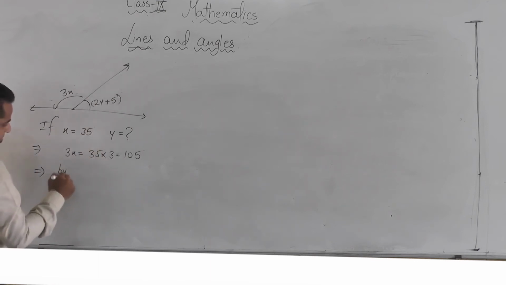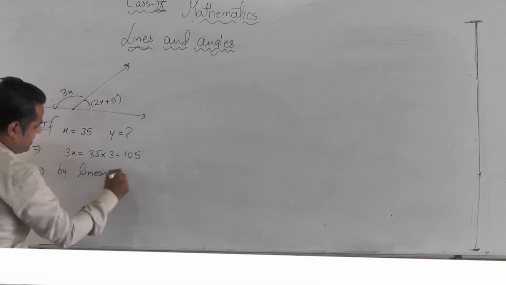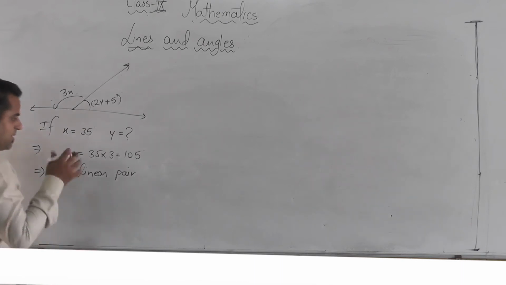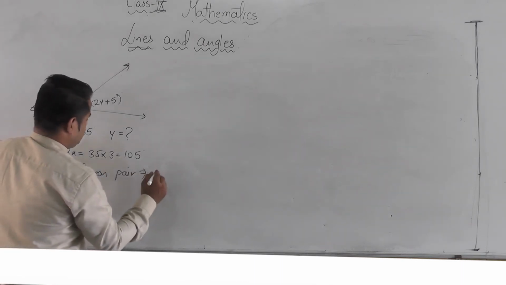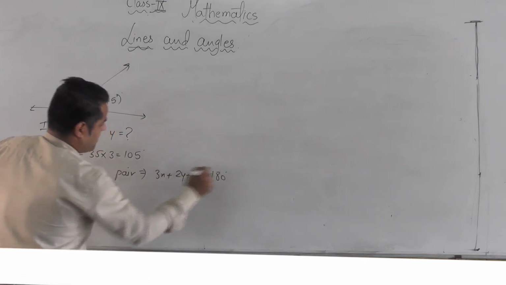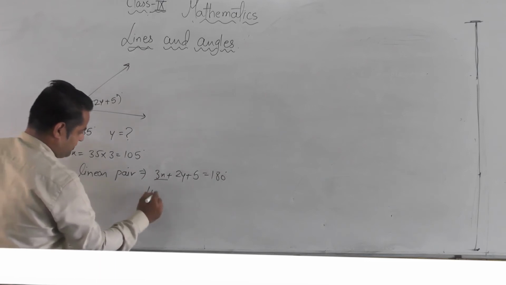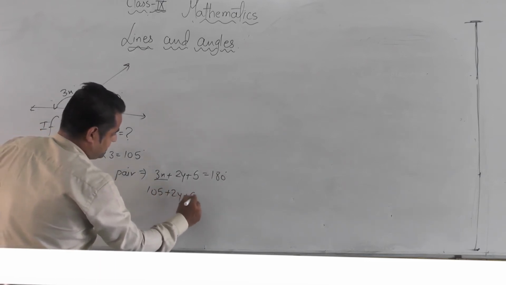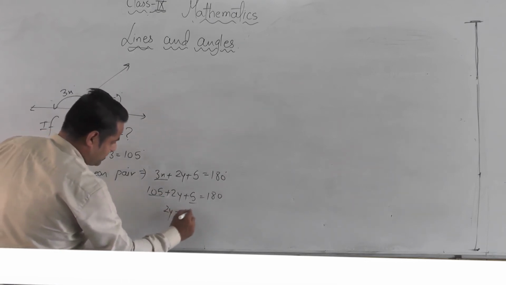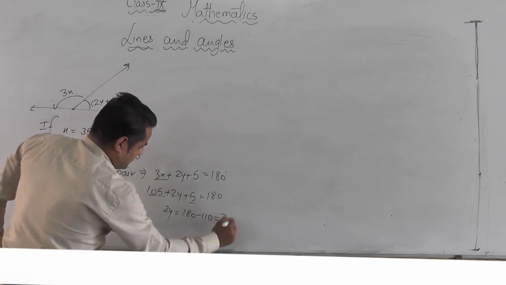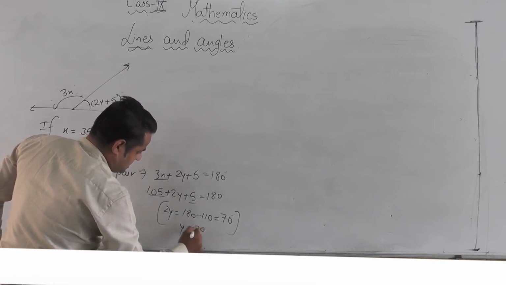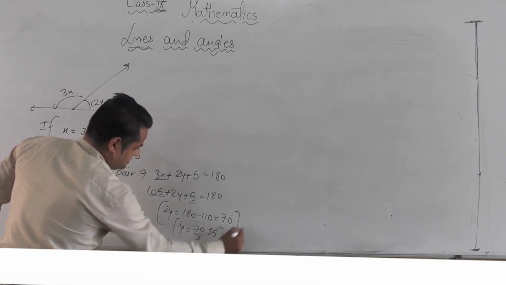Now see, by linear pair, you have to write like this. If you know that they lie on a straight line, then you can apply the linear pair property. By linear pair, you can say that 3x plus 2y plus 5 is equal to 180. Now we are putting in the value. 3x is 105, plus 2y plus 5. So 105 and 5 make 110, which we can transpose to the other side. So this will become 70. So 2y is 70, so y becomes 70 by 2. That is 35. That is your answer.